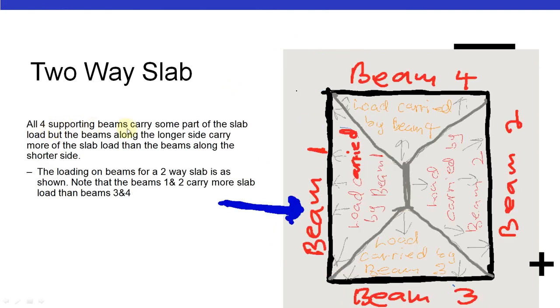All 4 supporting beams carry some part of the slab load, but the beams along the longer side carry more of the slab load than the beams along the shorter side. The loading on beams for a two-way slab is as shown. Note that beams 1 and beam 2 carry more slab load than beam 3 and beam 4.